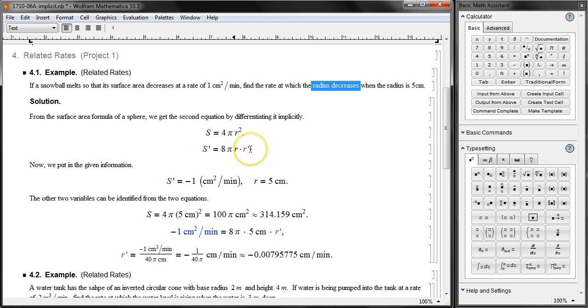So we need the second equation here. S prime is -1 and r is 5. Just run your computation in: -1 is equal to 8 pi times 5. So r prime is -1 over 40 pi. Run your calculator and this is what you get: -0.008 centimeter per minute, approximately speaking.